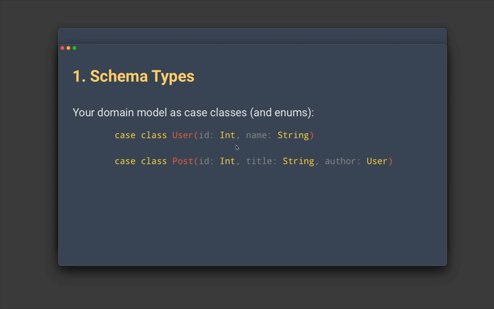Here, I'm not showing annotations like I showed in one of the other slides, but you can add all those annotations in right here. Those annotations will give information to people who are calling and testing your API. But right now, I just have a case class named user, which has these two fields, and then a case class named post, and it has the ID, the title, and then the author here.